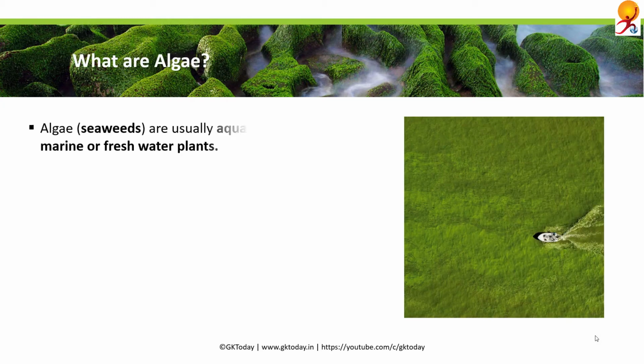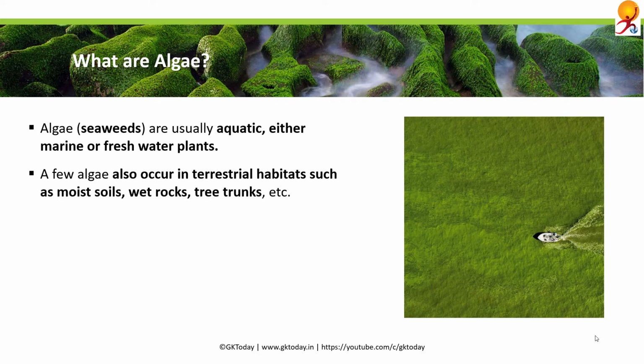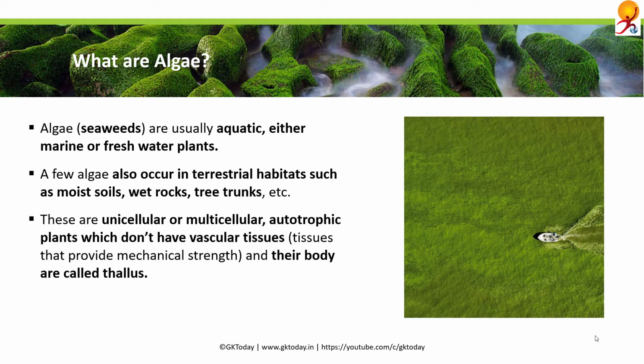What are algae? Algae or seaweeds are usually aquatic, either marine or freshwater plants. They can also be found in terrestrial habitats such as moist soils, wet rocks, tree trunks, etc. They are unicellular or multicellular autotrophic plants which don't have vascular tissue. As a result, they don't have any mechanical strength. Their bodies are called thallus.